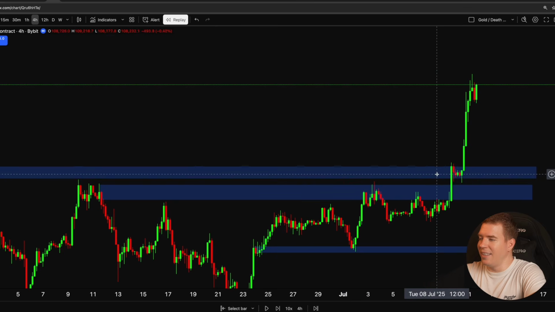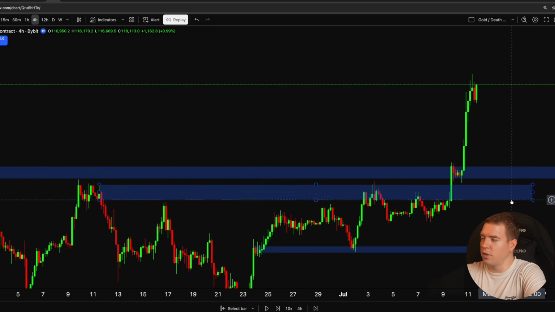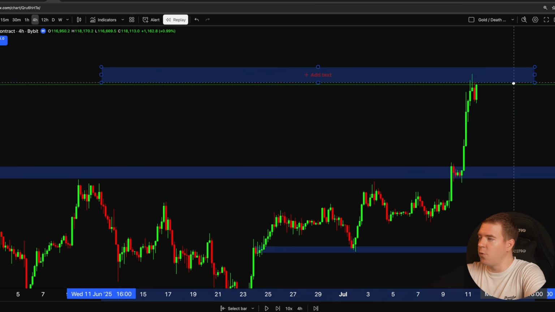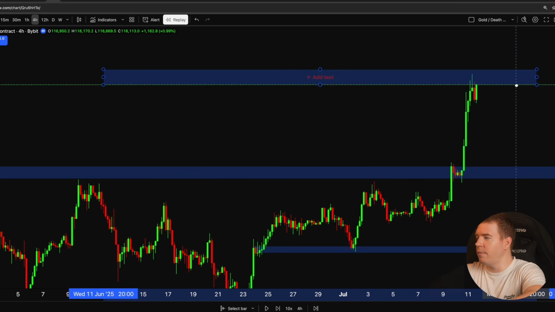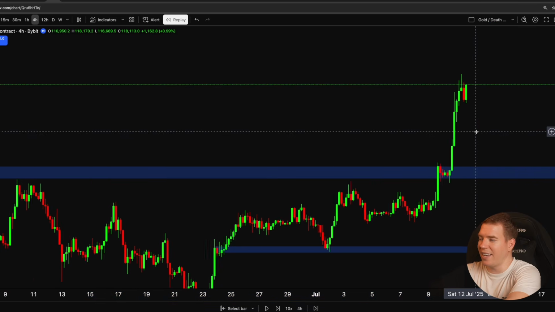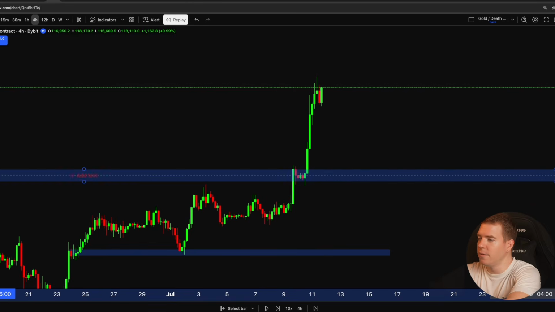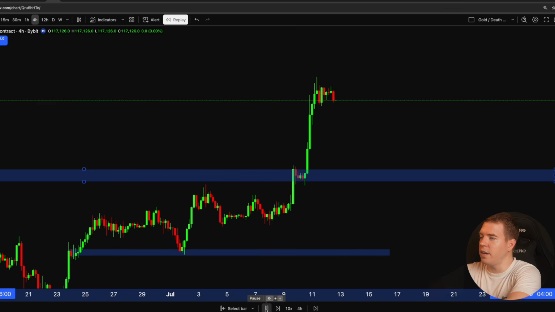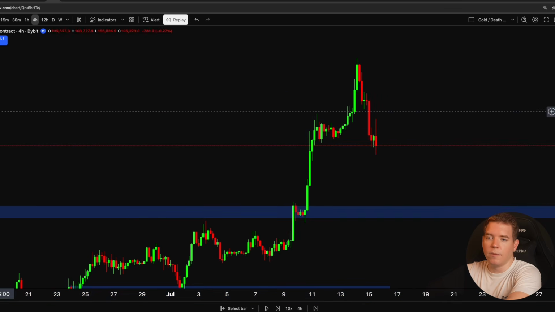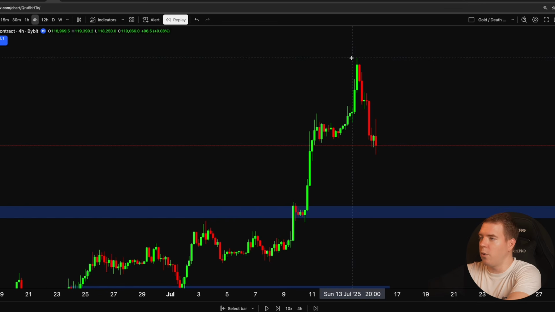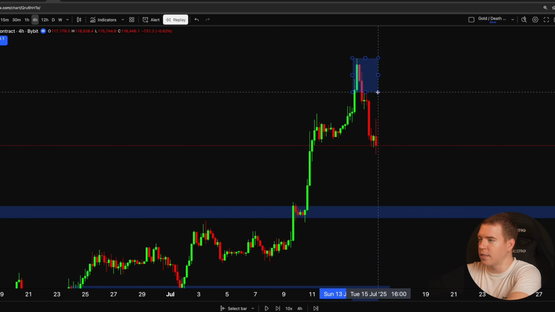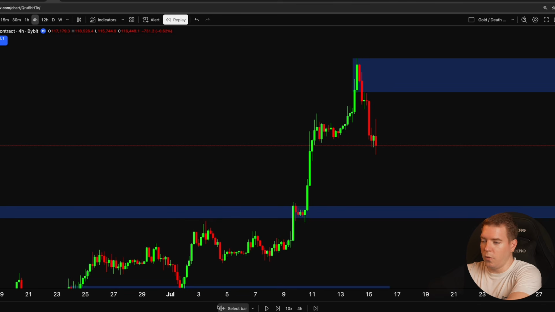Now again, this underlying former supply zone turned into potentially demand, and we have up here maybe a supply zone. We cannot tell yet because price is in price discovery. So we need price to continue to form a range and to tell us where supply is. And here we know where supply is. It's up here in this candle. And now we wait and see if we can get a trade from here.